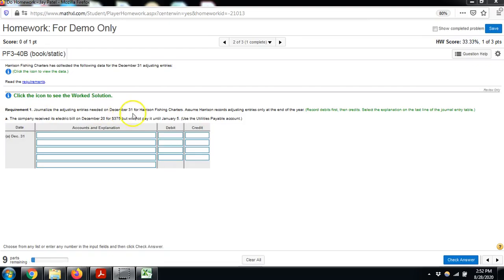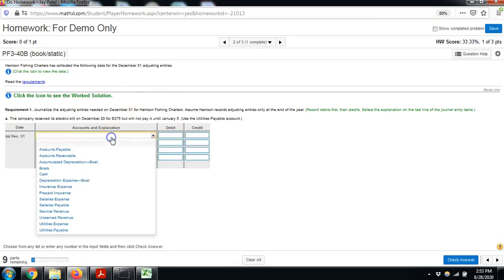Journalize the adjusting entries needed, and assume that it's just for the end of the year, and these are the only adjusting entries that are being made. So they're going to be yearly adjusting entries. So the first one is the company receives its electric bill on December 20th for $375, but will not pay it until January 5th. So this means we're going to have to create a utility payable, but we're going to have to take this expense.